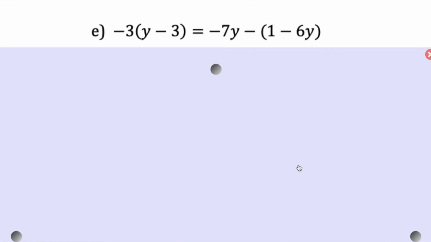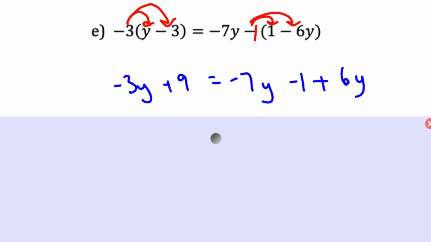All right, last one. I have this one done for you, so let's just talk through it. So first up, we're going to take the negative 3 and multiply it through. So negative 3 times y is negative 3y, and negative 3 times negative 3 is 9. Now over here, when we do this, this is just like a negative 1. So we're going to have negative 1 times 1 is negative 1, and negative 1 times negative 6 will be a positive 6.